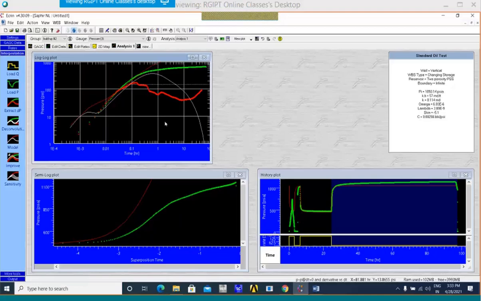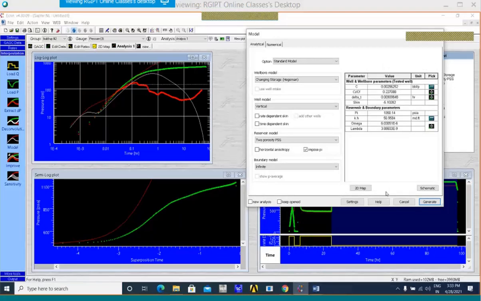Let us try again the limited entry. Yes, something is good here. Again, I would like to improve this further. Model.